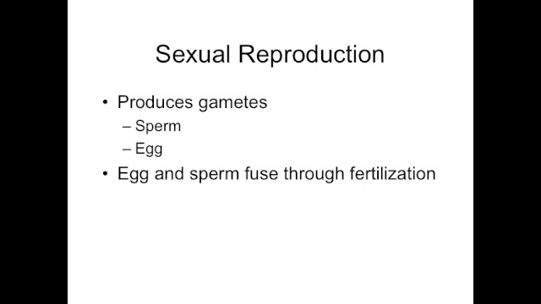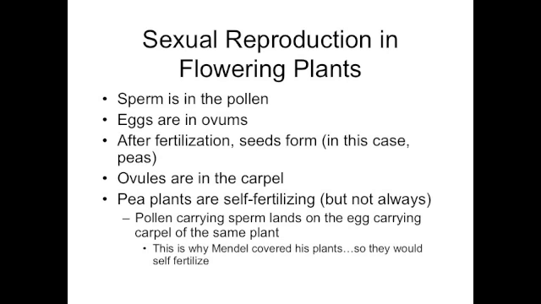In sexual reproduction, gametes are produced. The male gamete is the sperm, and the female gamete is the egg. When the egg and sperm fuse or join together, this is called fertilization. In a flowering plant, sperm is located in the pollen, and the eggs are located in the ovules. After fertilization, seeds form, which in this case would be the peas of the plant. Ovules are located in the carpel.